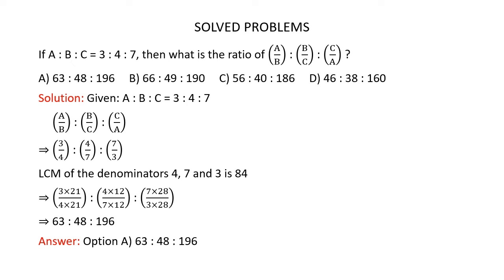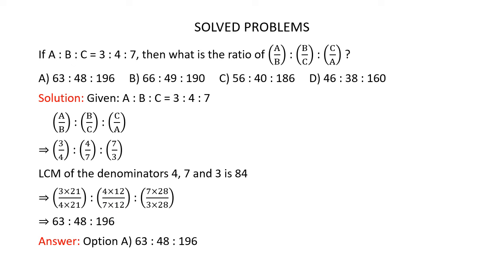In the fraction 4 by 7, to make the denominator as 84, you have to multiply 7 with 12. So multiply both the numerator and the denominator with 12. So now you have 4 multiplied by 12 divided by 7 multiplied by 12, which is nothing but 48 divided by 84.